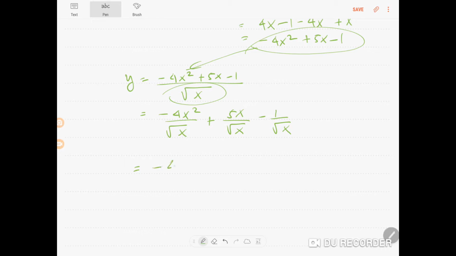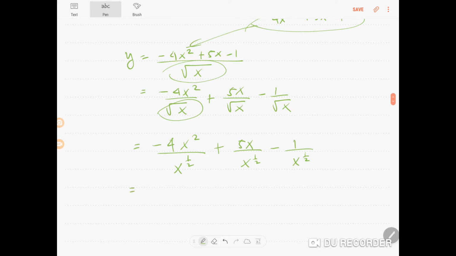I'm just gonna change the square root to a normal exponent. It is not in the form of surds anymore, but in the form of exponent. So x to the power of half, right? And it's the same case with this x to the power of half and also this one. And now if I want to try to simplify this, basically negative 4 x to the power of 2 minus half.